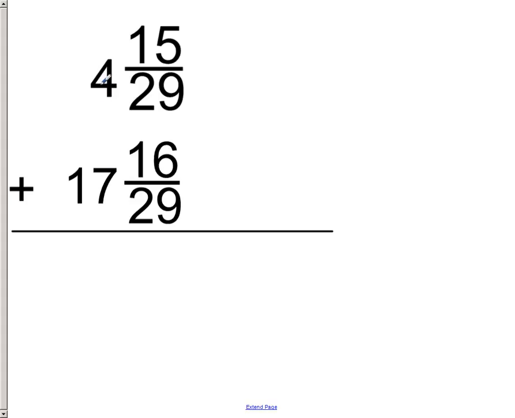Add your whole numbers. 4 plus 17 is 21. And now, since our denominators are the same, we can go ahead and add our numerators. 15 plus 16 is 31. And now we have an issue.